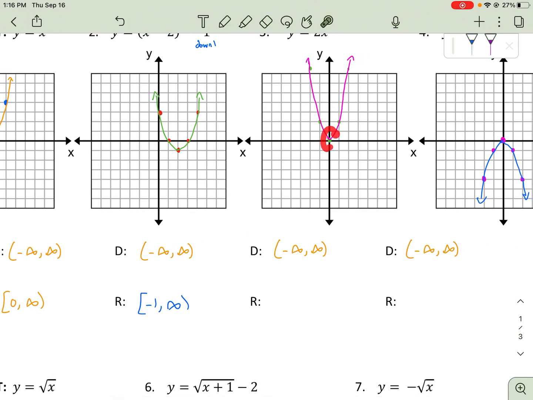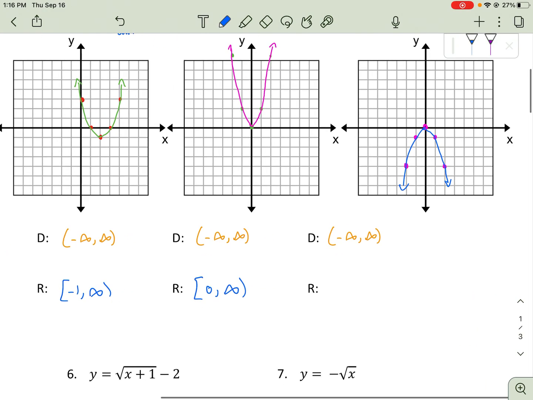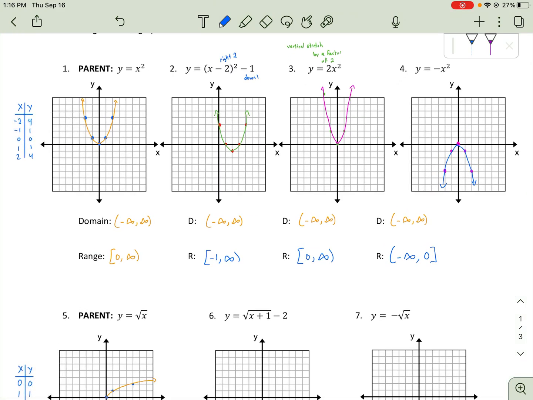This one still starts at 0, so this range is still 0 to infinity. And now this range is kind of the opposite. It goes down forever, but stops at 0. So that's -infinity up until 0. Okay, so there's some quadratic graphs of transformations.